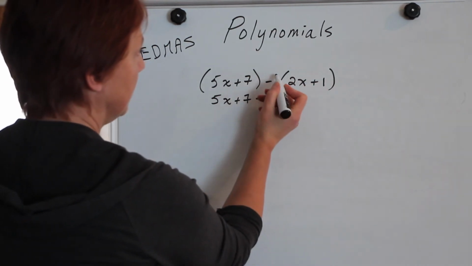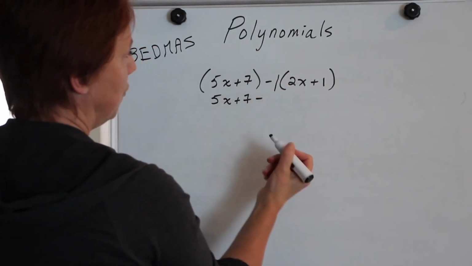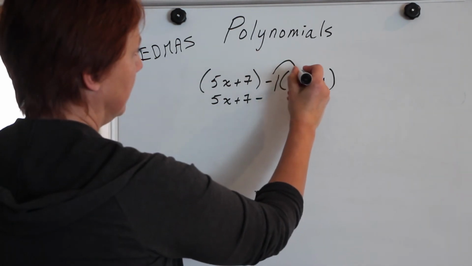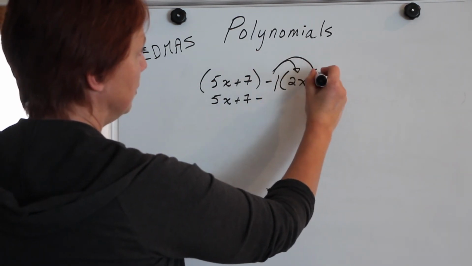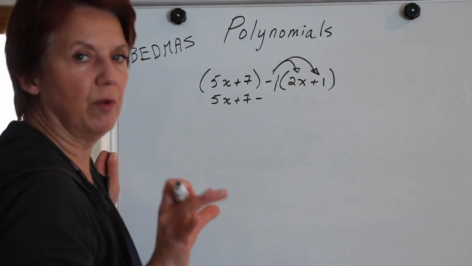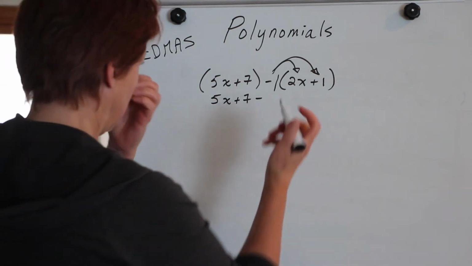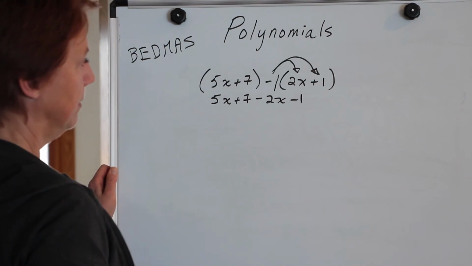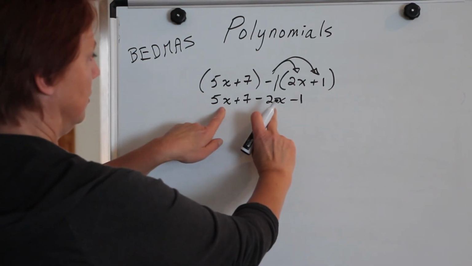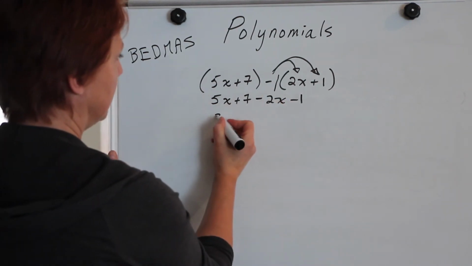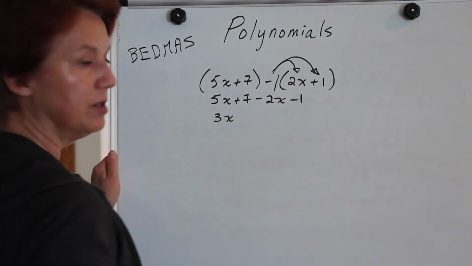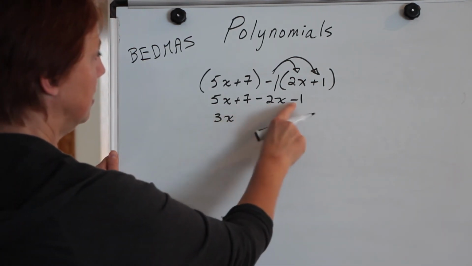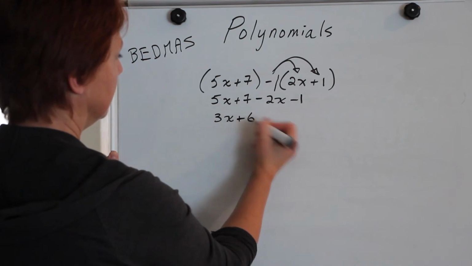So what you're doing here, there's an invisible negative 1 right there, and you're multiplying that through to those two terms when you get rid of those second set of brackets. So we're going to get minus 2x minus 1. Okay? Now, these two terms are the same, so we're going to do the math with them. 5 minus 2 is 3, and 7 minus 1 is 6.